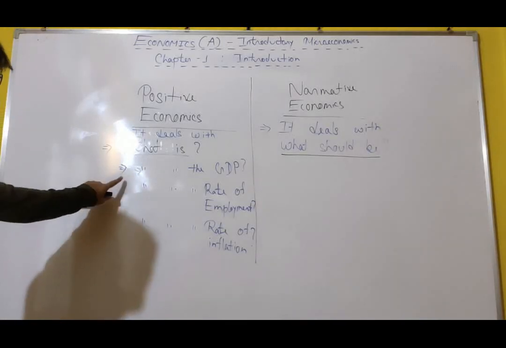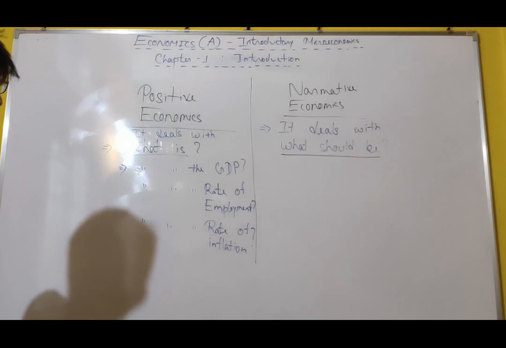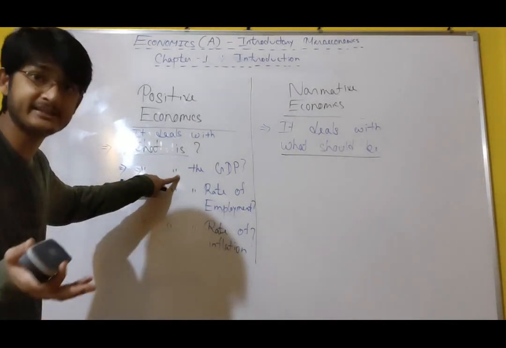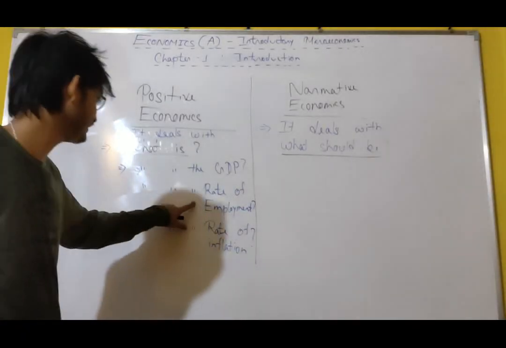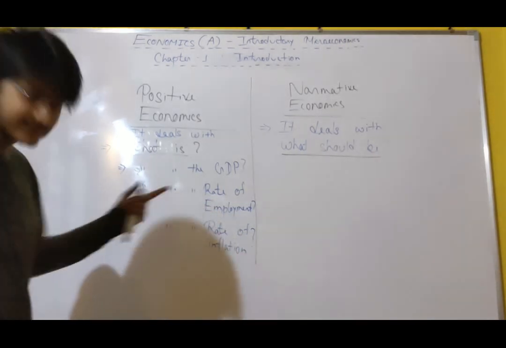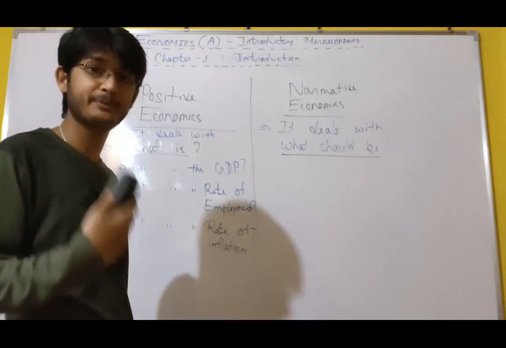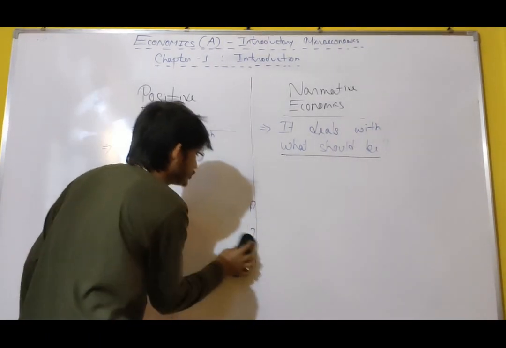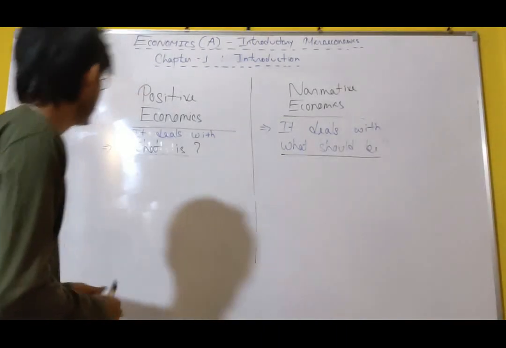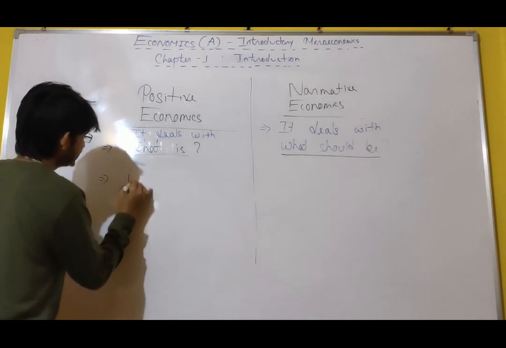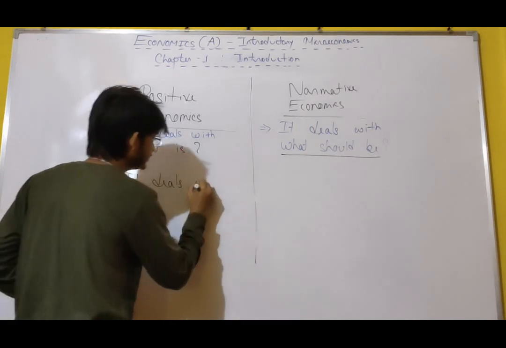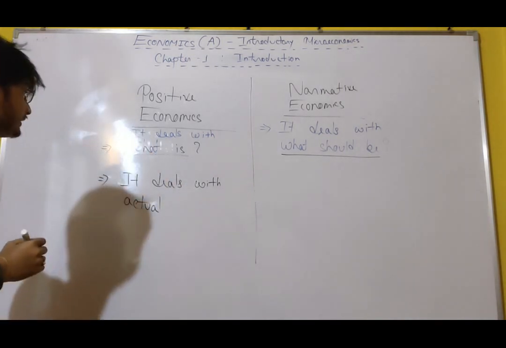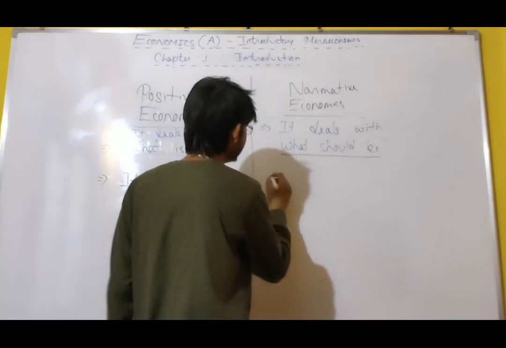So my dear students, by this question, what is the GDP or what is the rate of unemployment, this will give an actual picture. We can say that the current GDP could be anything, 4.5 trillion, 4.5 million, or so on and so forth. What is the rate of unemployment? Maybe 10% or 12%. What is the rate of inflation? 7%, 5.6%. That could be anything. So this what is part is giving us the actual picture of any economic concept. And the should be part deals with the ideal.